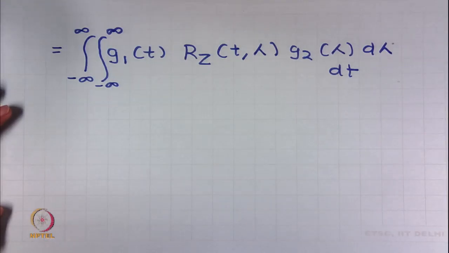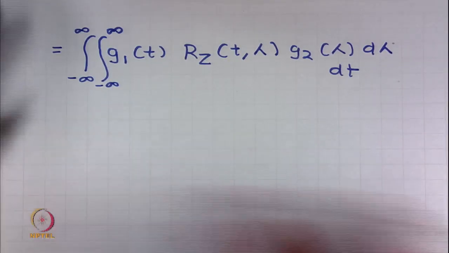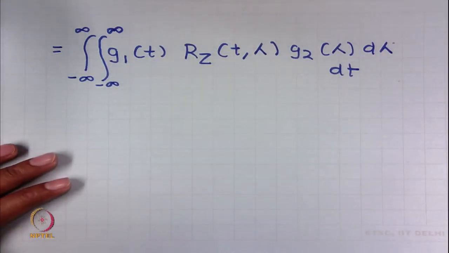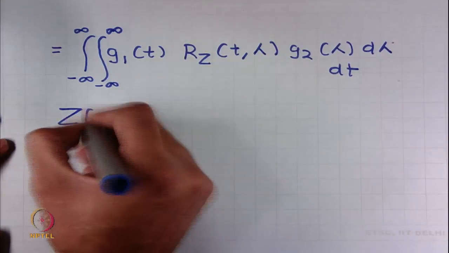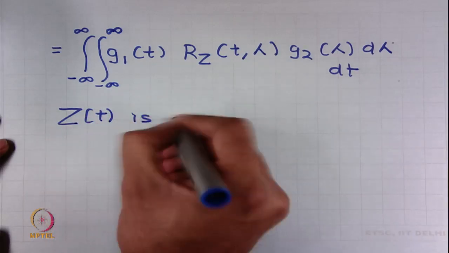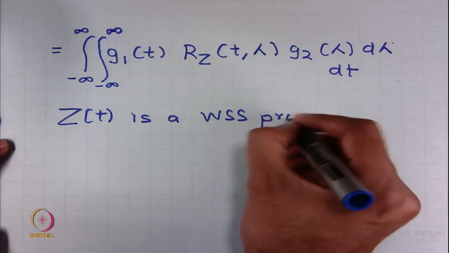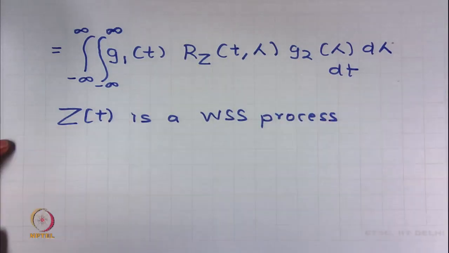Okay. Now, let us make some assumptions to simplify this further, and the assumption that I make is z of t is a wide sense stationary process. So, this is the assumption that I make.